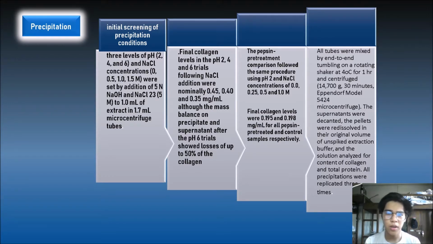The Eppendorf model 5424 microcentrifuge was used. The supernatants were decanted and the pellets were dissolved into their original volume of spiked extraction buffer, and the solution analyzed for content of collagen and total protein. All precipitations were replicated 3 times.